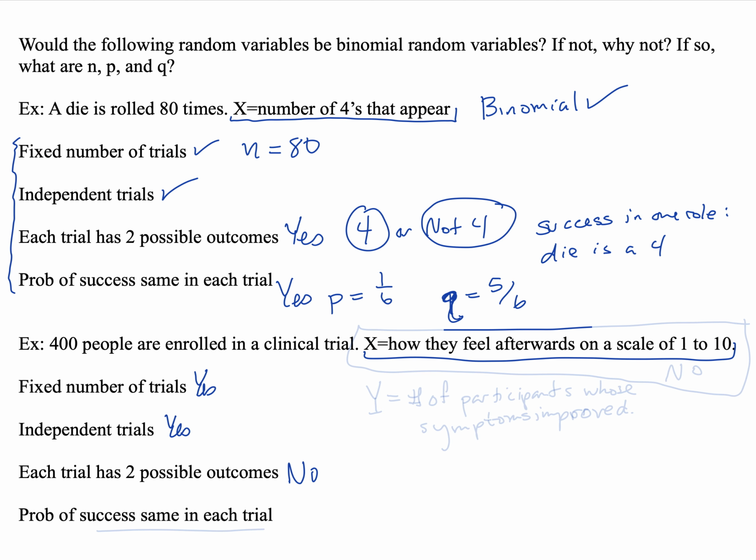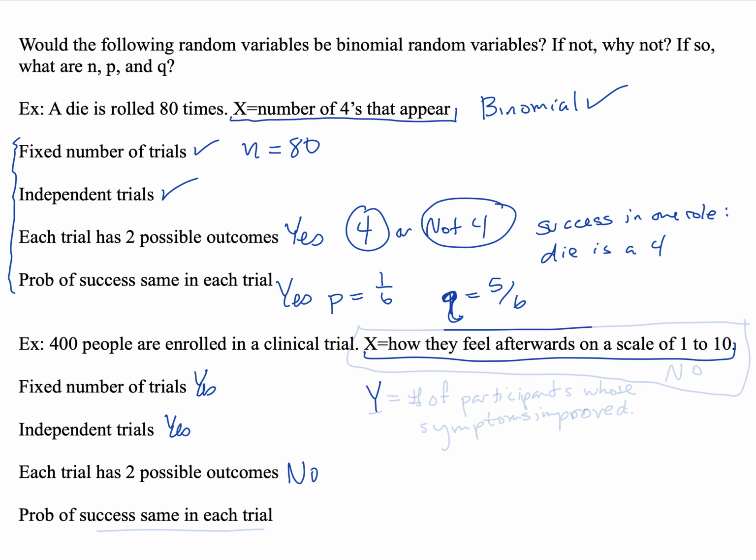Because we're asked how they feel afterwards on a scale of 1 to 10, that's 10 different possible outcomes for each individual. If we were asked instead, like, X is the number of people who improved in their symptoms or something like that, then that could be binomial in the sense that either they have improved or they have not. So we could change the way that this random variable is set up to make it binomial.